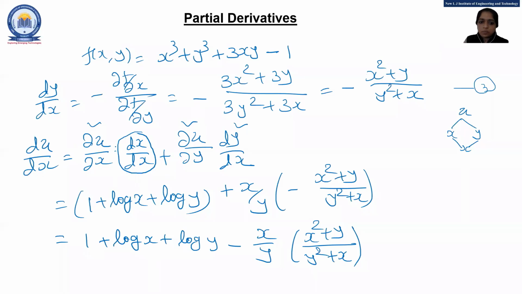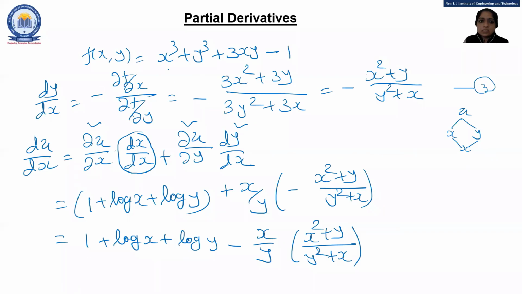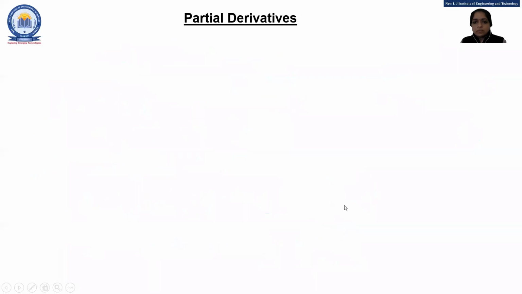But as you know, dx upon dx is 1. So we want to find del u by del x, del u by del y and dy by dx. For del u by del x, this is our u, and we are applying the logarithm rule. First we find del u by del x, then del u by del y, and from this equation we find dy by dx, and all these three values we substitute in this formula. Okay, Devanshi, got it?